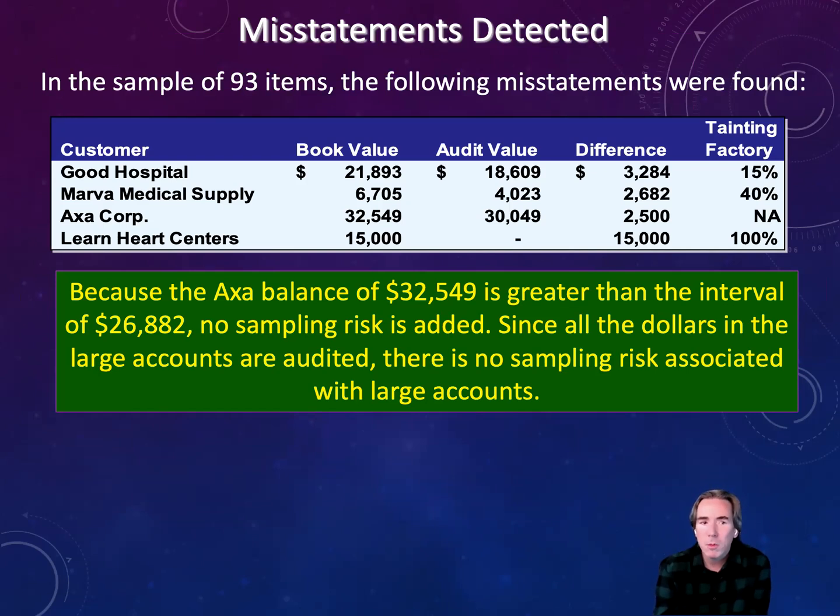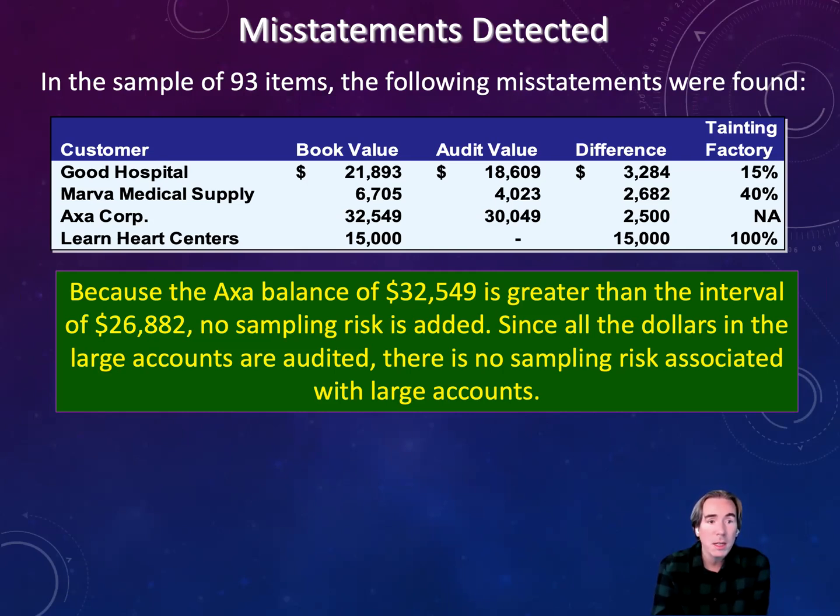Now you'll note we don't do it for the third one because there's an exception. And it's not just to make life difficult. The theory demands it, that if the book value exceeds the sample interval, we don't need to calculate a tainting factor because it would actually understate the error in the end. And so this is an important assumption. And we'll note on the fourth one, an account is completely missing. We don't think it has any value. That's 100% tainting factor.